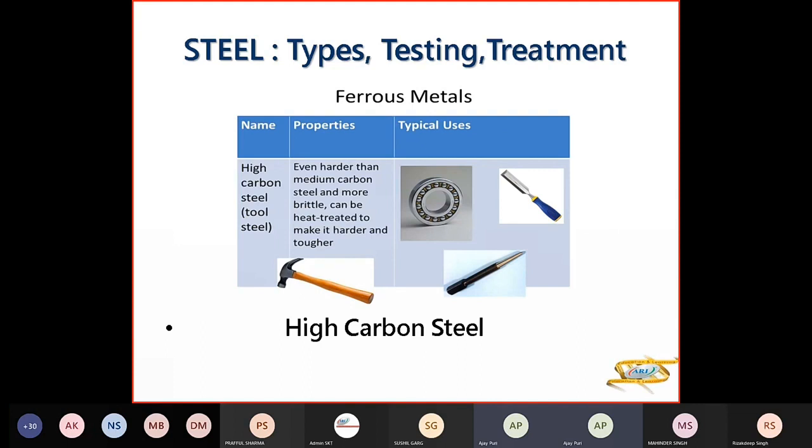So here you have high carbon steel, which can be harder than medium carbon steel, but this is more brittle. So here you heat treat it to make it harder and tougher. So you temper it, make it hard and tough, because high carbon is there, so it's hard. But if you just use it, it's going to break. So to reduce your breakage, you make it tough by heat treatment or just tempering. Ball bearings, these are pretty hard. Chisels, punches.